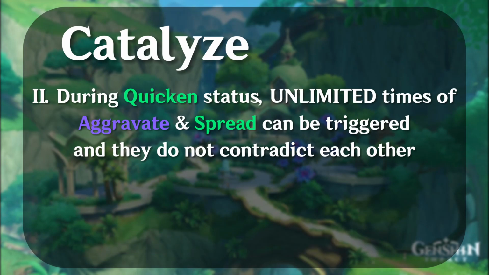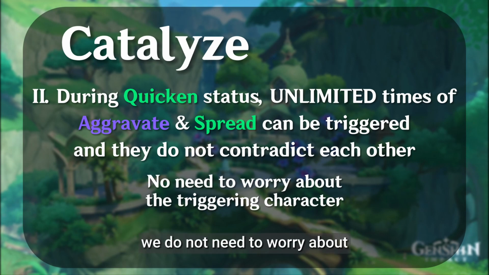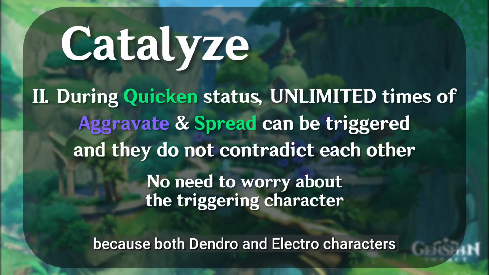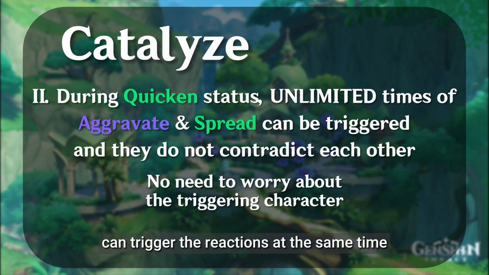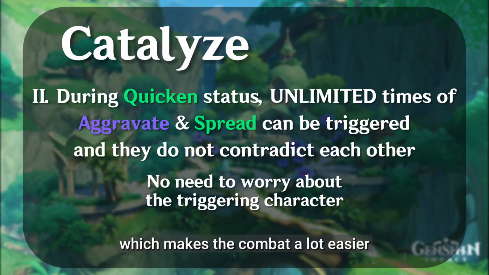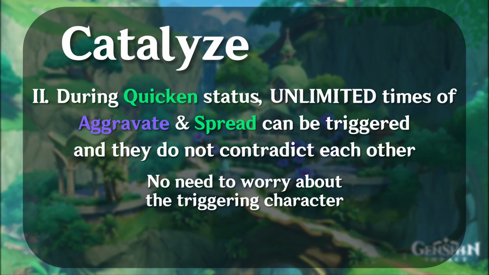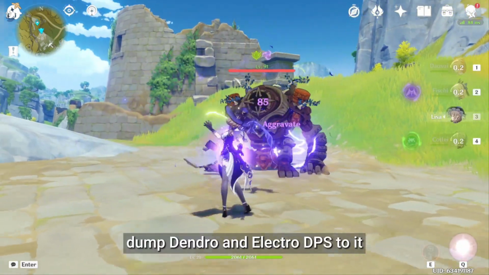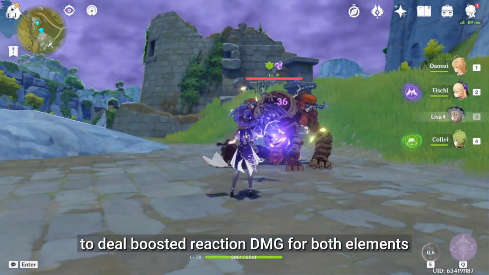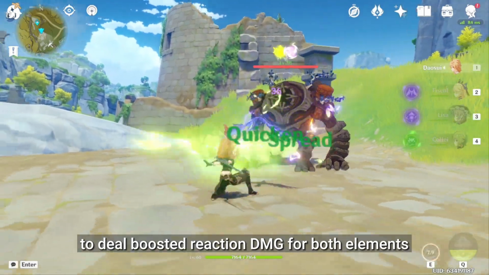Second, during Quicken status, unlimited times of Aggravate and Spread can be triggered and they do not contradict each other. Because of this, we do not need to worry about using who to trigger the reactions, because both Dendro and Electro characters in Aggravate and Spread can trigger the reactions at the same time, which makes the combat a lot easier. Whenever the target is in Quicken status, we can just dump Dendro and Electro DPS to it to deal boosted reaction damage for both elements.